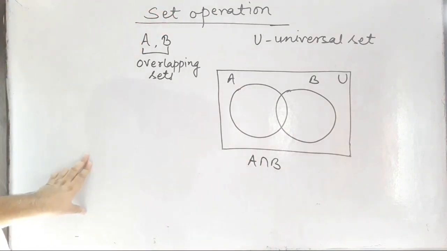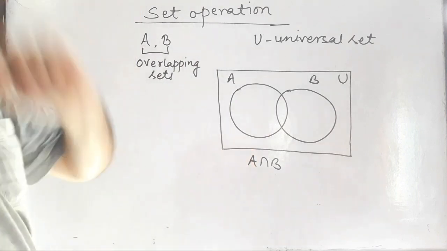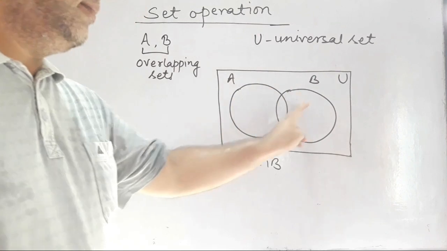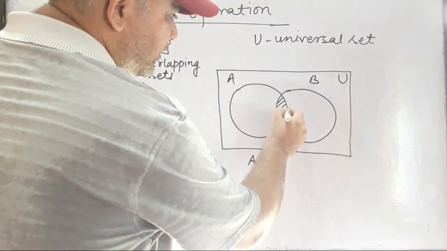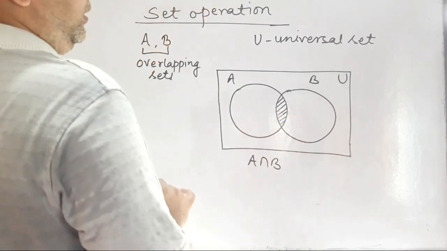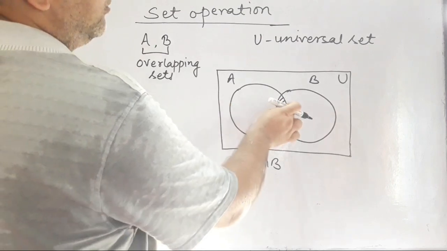And which part shall be shaded? Since we are studying that the intersection of sets is a set containing the elements that belong to both A and B, this is the part that contains the elements which belong to both A and B. So we shall shade this middle part. This is A intersection B.